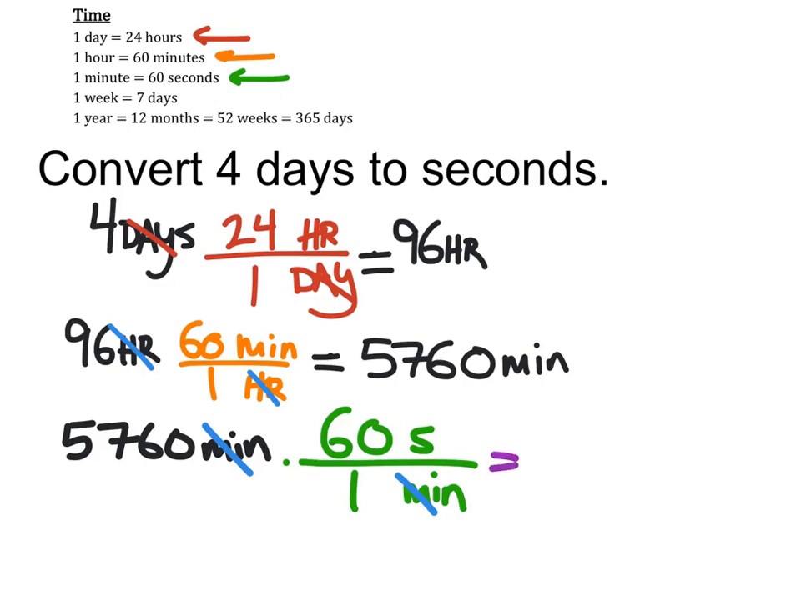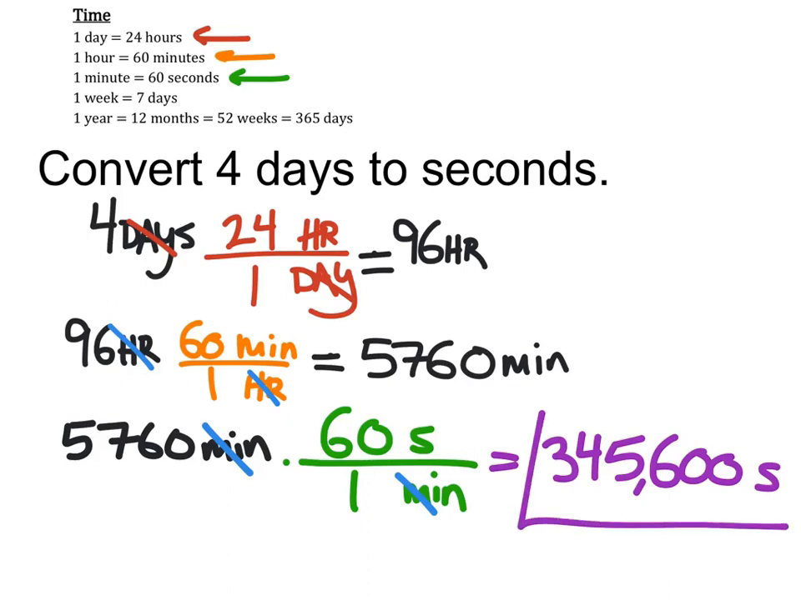So in my calculator, I got 5,760 times 60, which gave me 345,600 seconds. And that is how many seconds there are in 4 days.